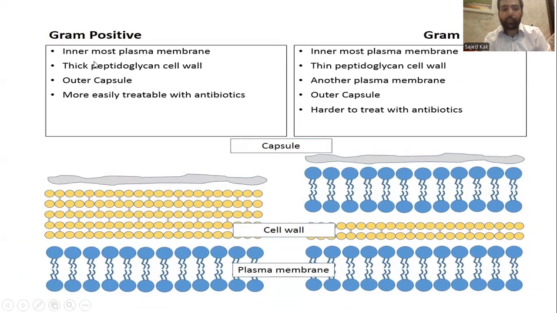Gram-positive bacteria are more easily treatable with antibiotics. Why? Because there is no outer membrane, so the antibiotics can enter easily and reach the inner membrane. While in gram-negative bacteria, the presence of the outer membrane, a phospholipid bilayer membrane, makes it harsh for the antibiotic to enter into the inner membrane.